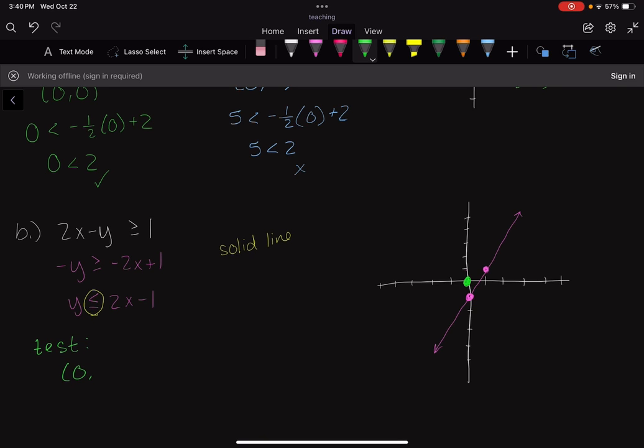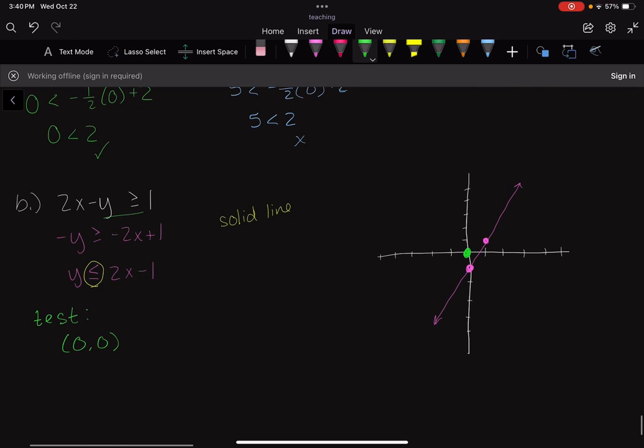So if I test out 0, 0, and I'm going to test it into the original because that's just my preference, I get 2 times 0 minus 0 is greater than or equal to 1. 0 greater than or equal to 1. That is not true. So that means that that area is not going to get shaded. So I'm expecting to shade the bottom of the line. However, I'm going to pick a point to check just in case.